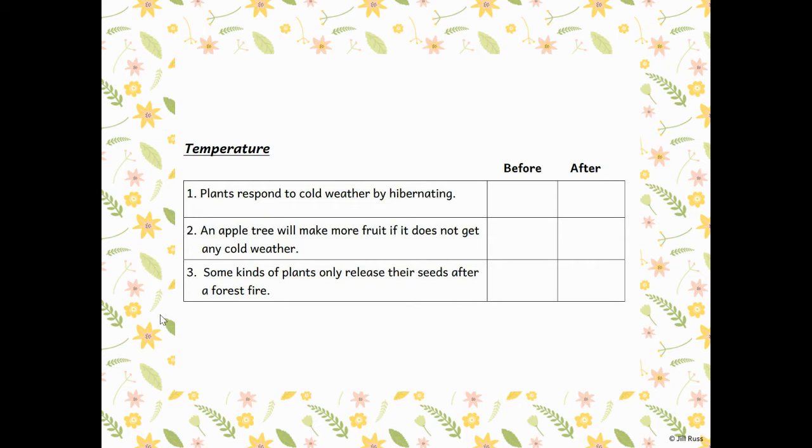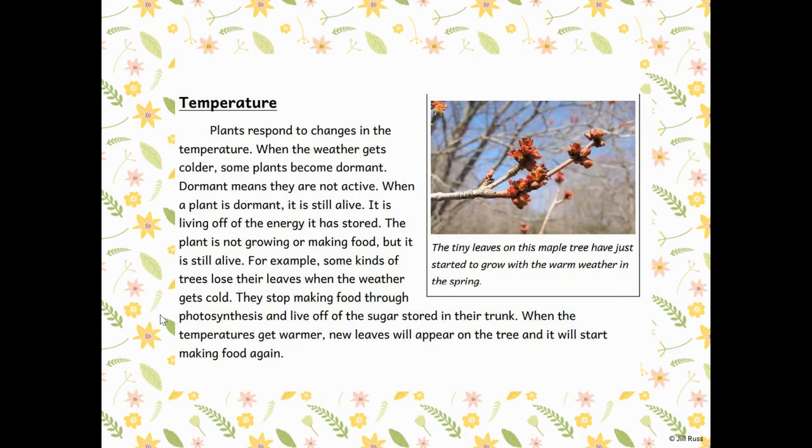All right, you should have your 3 true or false statements completed. And let's go ahead and talk about how temperature affects a plant. Plants respond to changes in the temperature. When the weather gets colder, some plants become dormant. Dormant means they are not active. When a plant is dormant, it is still alive. It is living off of the energy it has stored. The plant is not growing or making food, but it is still alive.